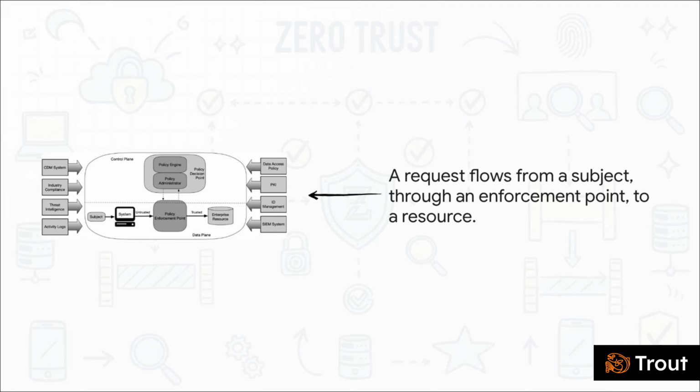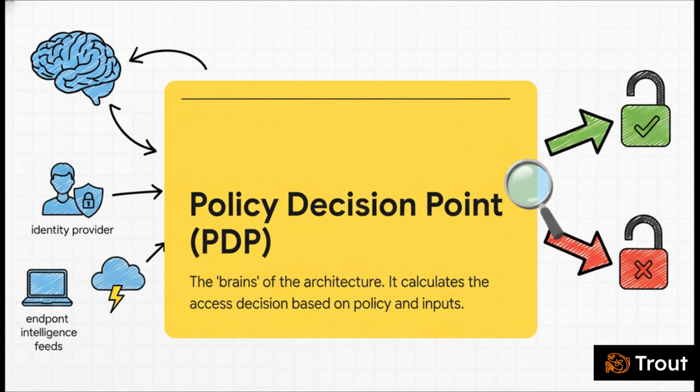See how it's split? The control plane up top is where the thinking happens, and the data plane below is where the action happens. So a user, the subject, tries to get to a resource. The request gets stopped by a policy enforcement point, or PEP. The PEP then basically asks the control plane, hey, is this person allowed to do this right now? And that brain is called the policy decision point, or PDP. This is the central logic hub.